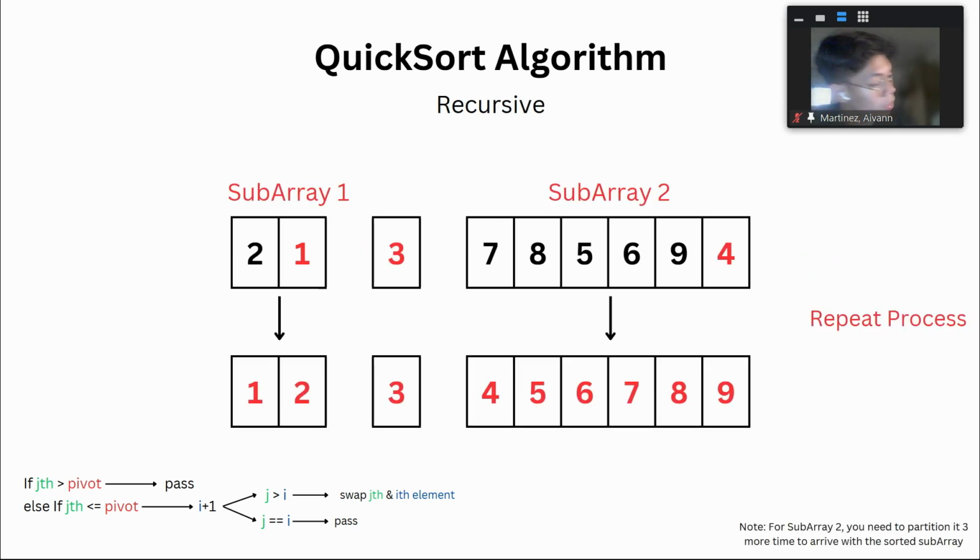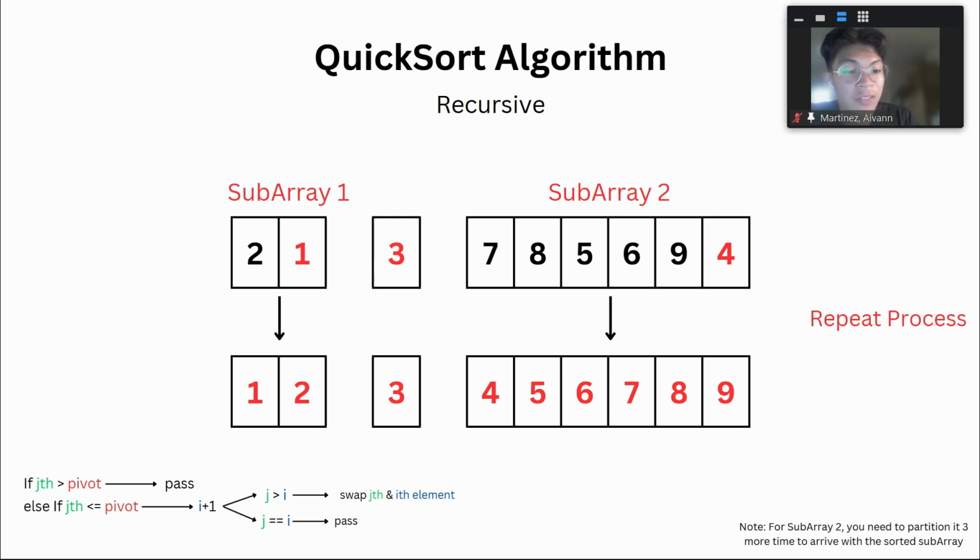So, repeating the whole step for subarray 2, we will have this array. Notice here that all the numbers now are in their proper positions. Note that for subarray 2, you need to partition it 3 more times to arrive at the sorted subarray.